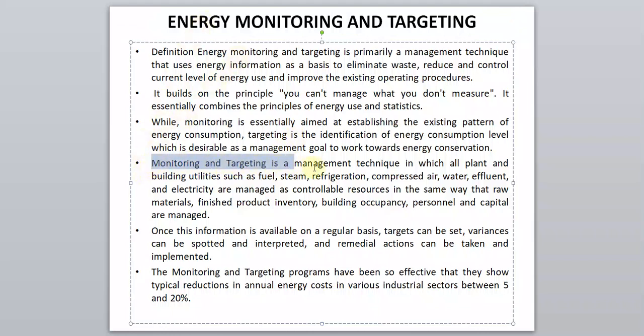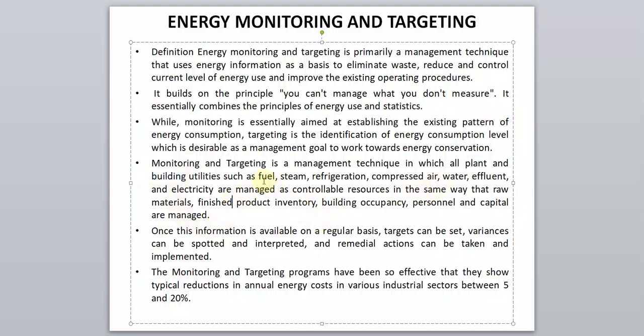So monitoring and targeting is a management technique, as we have already seen, in which all the plant and building utilities, such as fuel, are considered. Here plant utilities and building utilities are different. Plant utilities are the things required for the end product, like fuel, steam, refrigeration, compressed air, water, effluent, and electricity. Now there are two different parts: plant and building utilities.